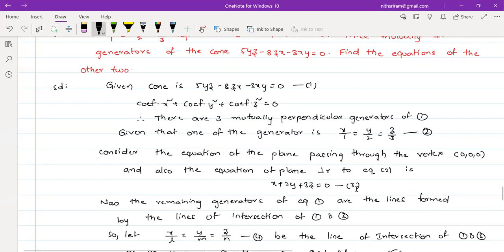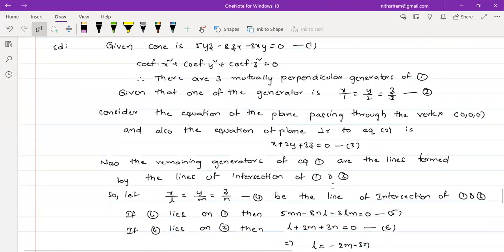Okay. So next, I have written that the remaining generators we are going to find are the lines formed by the intersection of equation 1 and equation 3. It means whenever the cone and the plane intersect each other, we get the lines formed by the intersection of those two equations. So those two lines are the mutually perpendicular generators, which are our required ones.